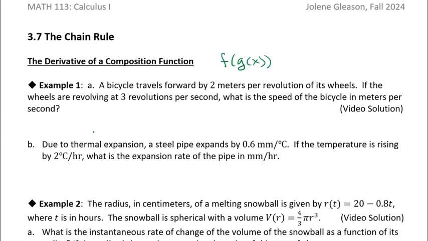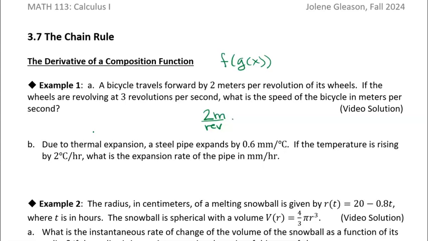In this example, at least the first part of this example, we have a bicycle that travels forward by 2 meters for every revolution of its wheels. And its wheels are revolving at 3 revolutions per second. What is the speed of the bicycle in meters per second? Well, you may have done some unit analysis at some point, maybe in high school. So we have the bicycle travels forward by 2 meters for every revolution. That means probably the diameter of the wheel is 2 meters, right?